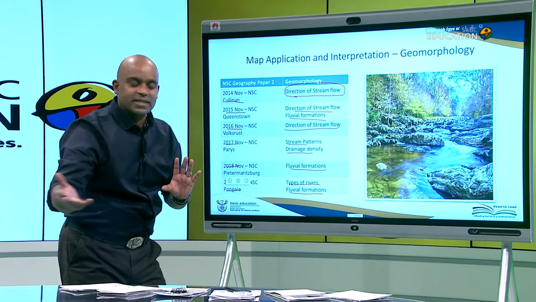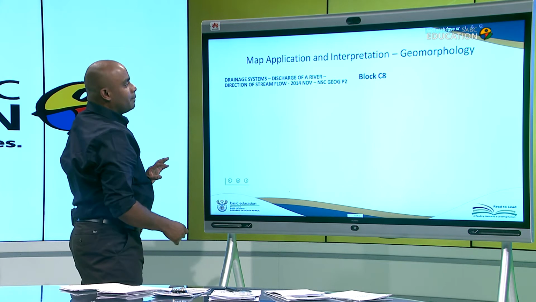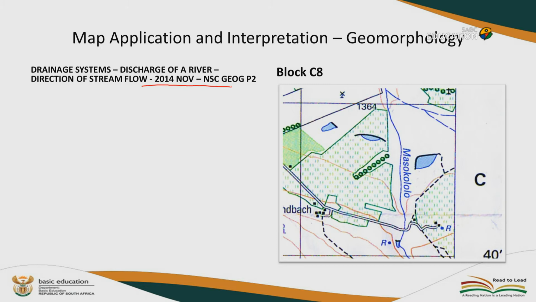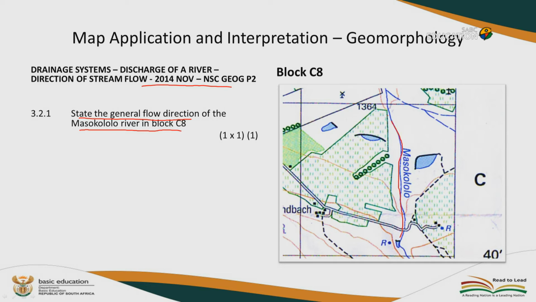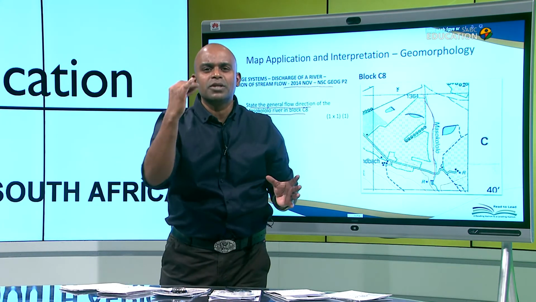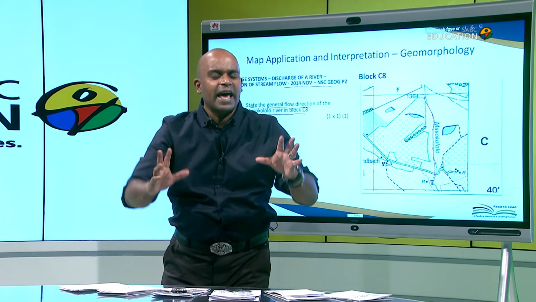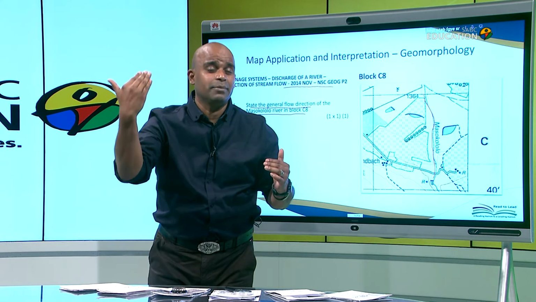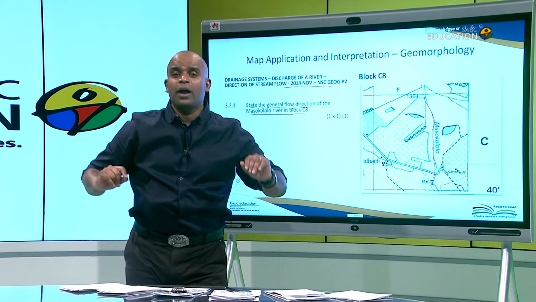How do we examine this? Let's take a closer look at the types of questions. And in this particular example, we start off immediately with the map of Cullinan in 2014. There's the block C8, state the general flow of direction of the Masokolo River in block C8. And notice the extract. You have the Masokolo River flowing, and you are asked to determine the direction of flow of the river. What are the crucial elements and symbols you need? You will need to, again, analyze the contours, determine the heights of the contours so that you can be able to determine where's the higher height and where's the lower height.